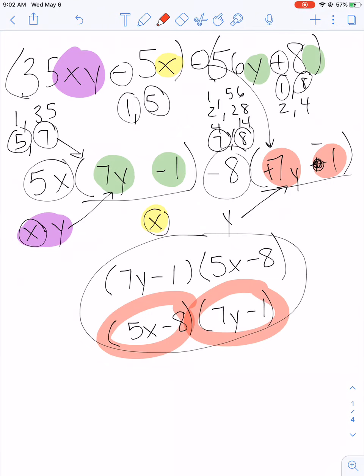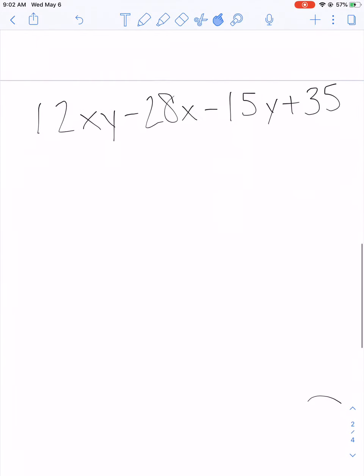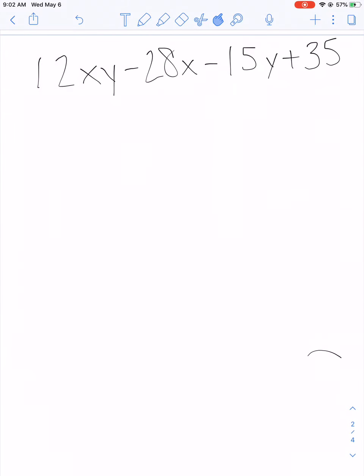Okay. Well, let's try one more. And if you're wondering where these problems are coming from, they're from the practice problems I put on Google Classroom for you. So, all right. We've got 4 terms. 1, 2, 3, 4. So I've got to do factoring by grouping. So I'm going to group the first 2 and the last 2.